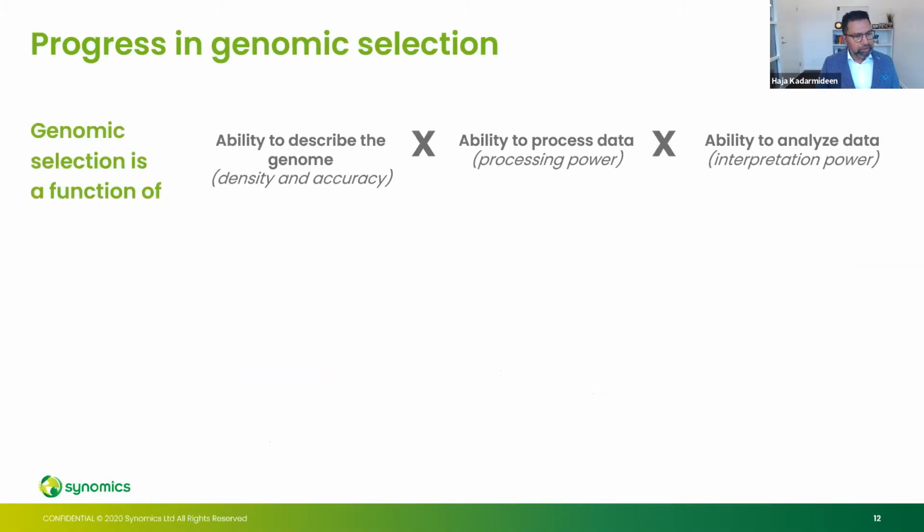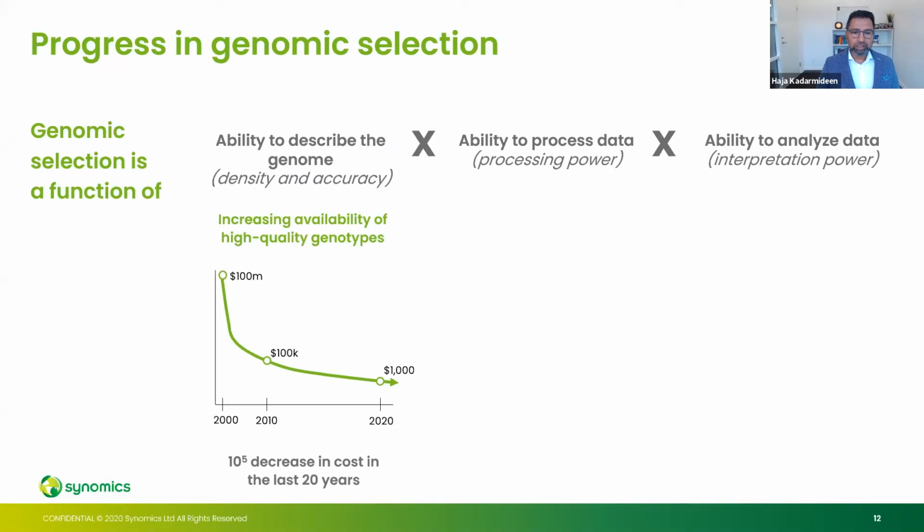So moving on, this slide is basically showing that we are making genomic selection 1.0, 2.0, but what are the key driving factors that will progress genomic selection going forward from 2.0 to further variations of that? In a nutshell, this is a function of our ability to describe and generate genomic data in terms of density and accuracy, as well as the ability to process this data and the ability to analyze the data. I will take the first one now.